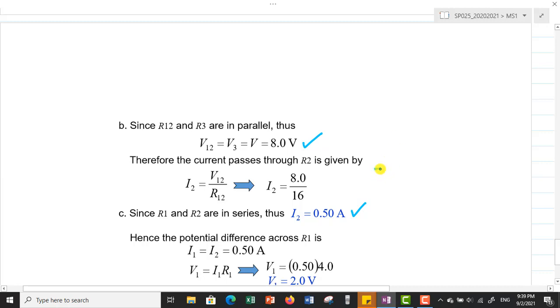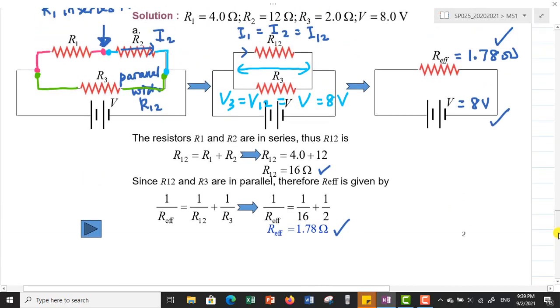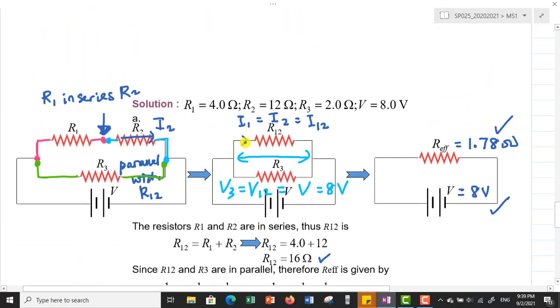Why can I say that the current passing through 1 and 2 is I1 equal to I2? Because resistor 1 and resistor 2 are connected in series. Kan dia sambung secara series. You perhatikan balik gambar ni. Current yang lalu dua resistor 1 dengan 2 ni adalah sama sebab dia sambung secara series.